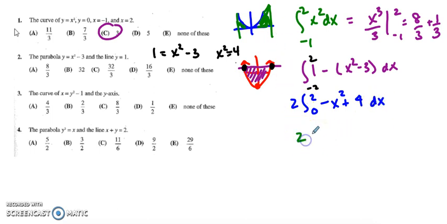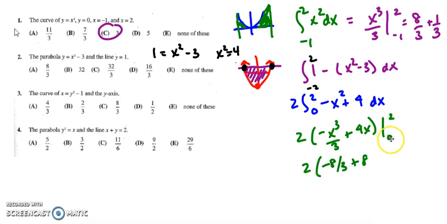So once I integrate, I'll have 2 times -x cubed over 3, excuse me, I dropped off part of it there. So you will have -x cubed over 3 plus 4x, and that will be on the interval from 0 to 2. So I'll have 2 times -8/3 plus 8. And when I plug in the 0, that just goes to 0. So -8/3 is -2 2/3, so 8 minus 2 2/3 is 5 1/3, or 16/3. So I have 2 times 16/3, which is C, 32/3.